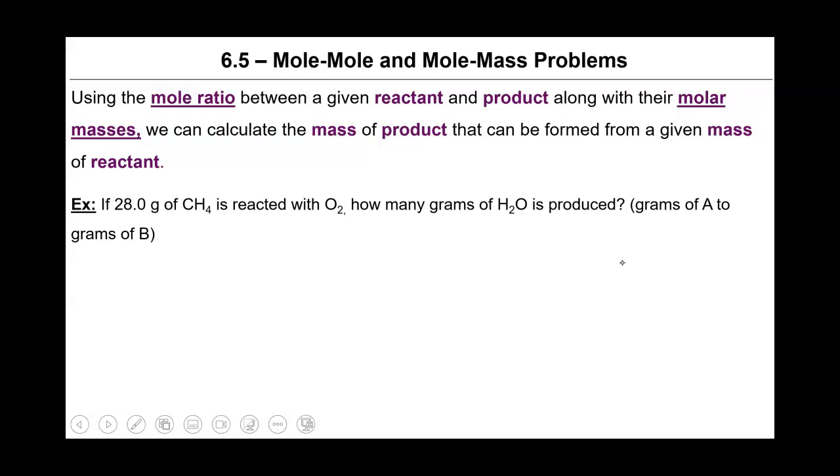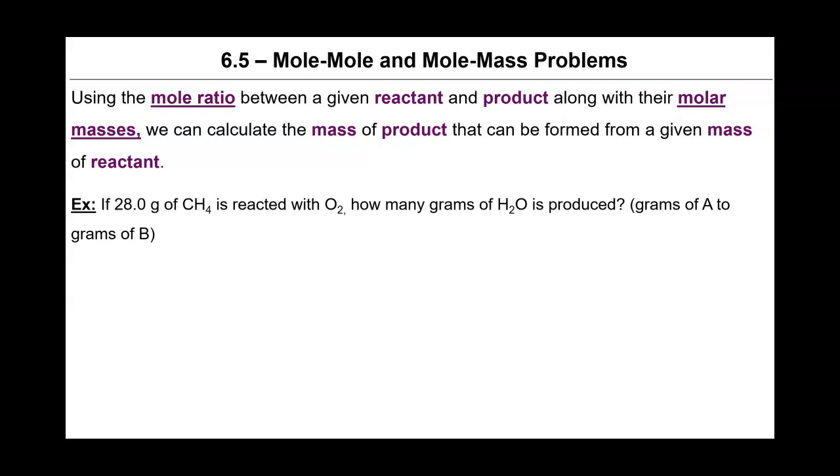So the key to performing this type of calculation is knowing the mole ratio that relates the amount of a reactant to the amount of product that you're interested in. You're going to get this from your balanced chemical equation. In addition, you will also need the molar masses of the things that you are trying to relate the amounts of. And if you have this information, then you can calculate the mass of product from a given mass of reactant, or vice versa, the amount of reactant needed to calculate a given mass of product. So a good example of this is given in this next problem.